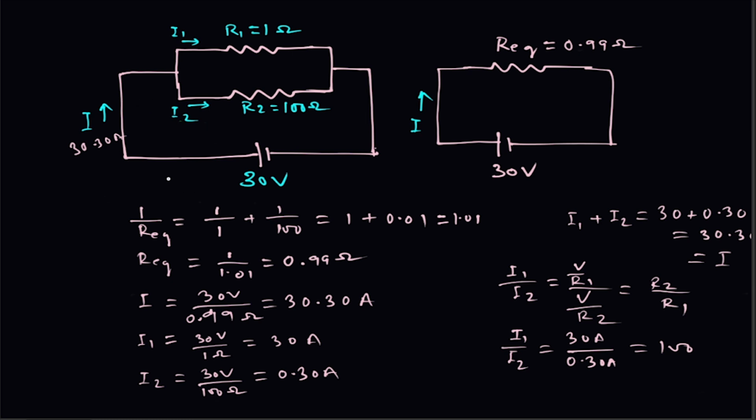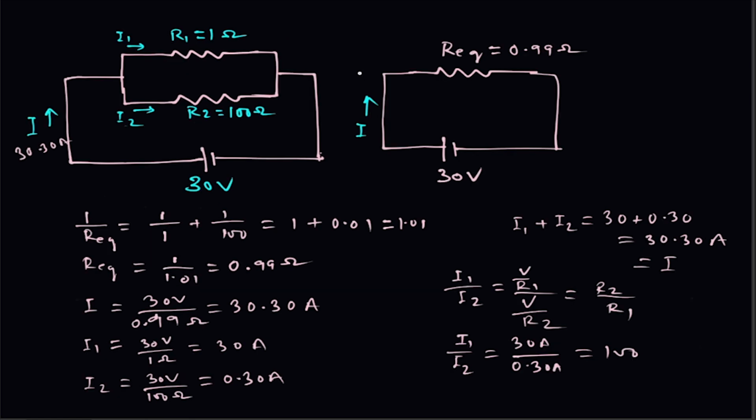And moreover, one thing you can note down, that you see the R equivalent, that is 0.99 ohm. It is less than both the resistances. And if this resistance will be much more, then their equivalent will approach 1 ohm. So here this gap is very high between R1 and R2, so R equivalent is 0.99 ohm. Okay, so we'll discuss more next time.